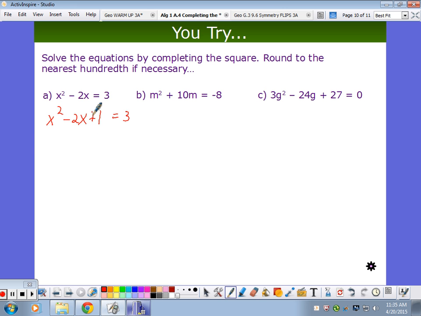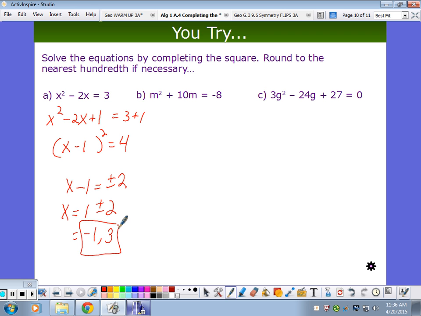You add 1 to one side, you add 1 to the other. Then we write it as its binomial square. What is that? X minus 1 equals 3 plus 1, 4. And then what? Something squared equals 4. So that something is plus or minus the square root of 4. 2. Plus or minus 2. Add 1 to both sides. 1 minus 2 is negative 1. 1 plus 2 is 3.